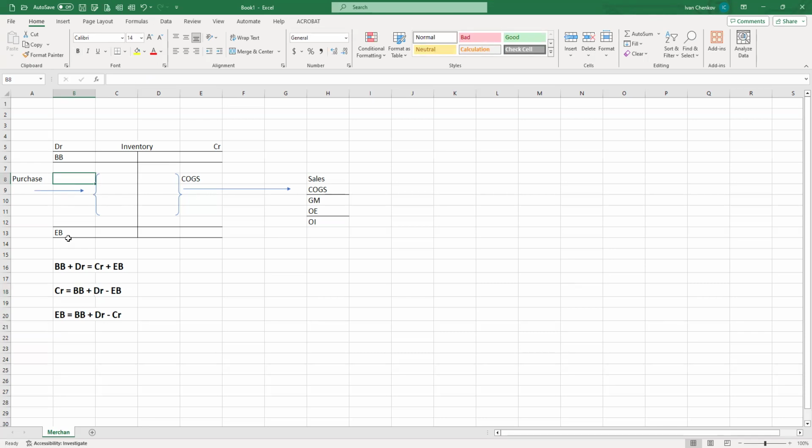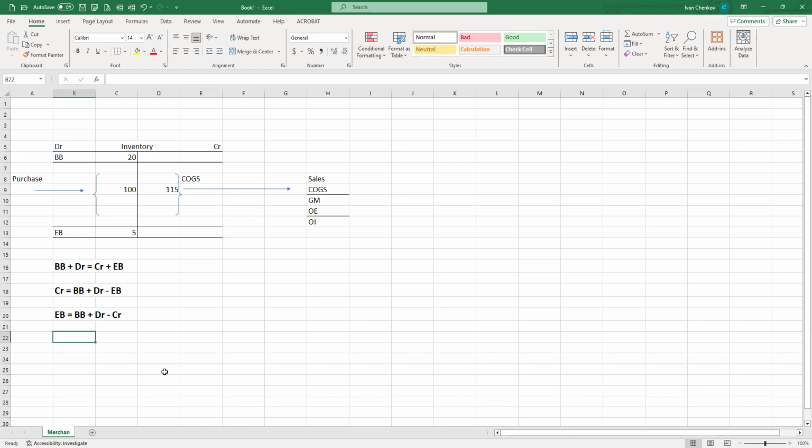In the inventory account, we're going to replace the debit with purchases, and the credit during the period we're going to call cost of goods sold. So, for example, if my beginning inventory is 20 and my purchases are 100, and my ending balance is 5, how much is my cost of goods sold? 115. How did you get it? Beginning balance plus purchases, 120, minus ending balance, 5, gives 115.